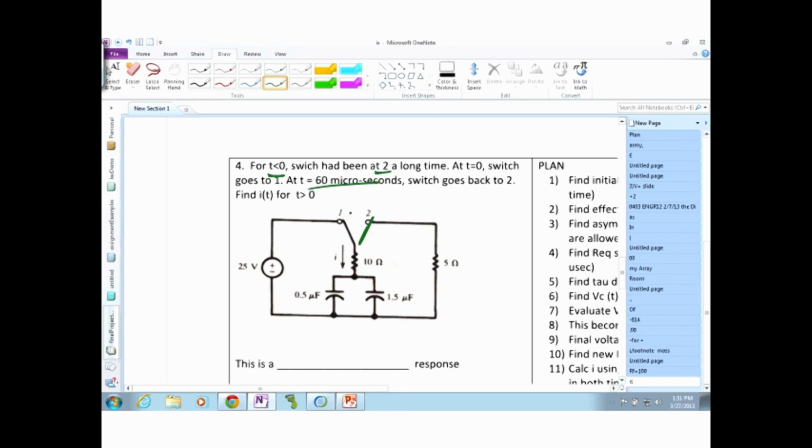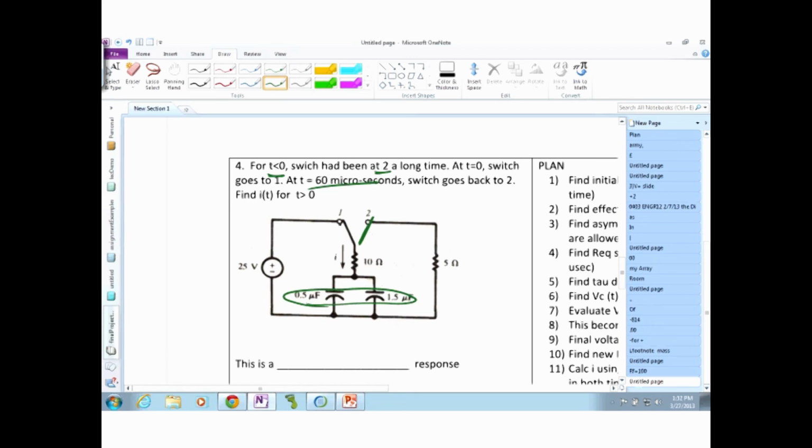And then at 60 microseconds, it goes back to 2. So when it's in position 2 for a long time, what's the initial voltage on these capacitors? You can just treat these two capacitors in parallel as one big 3 microfarad capacitor, right? So what's the initial voltage on the capacitor when the switch has been at position 2 for a long time? Yeah, it's 0, because any energy in there would have gone out through those resistors.